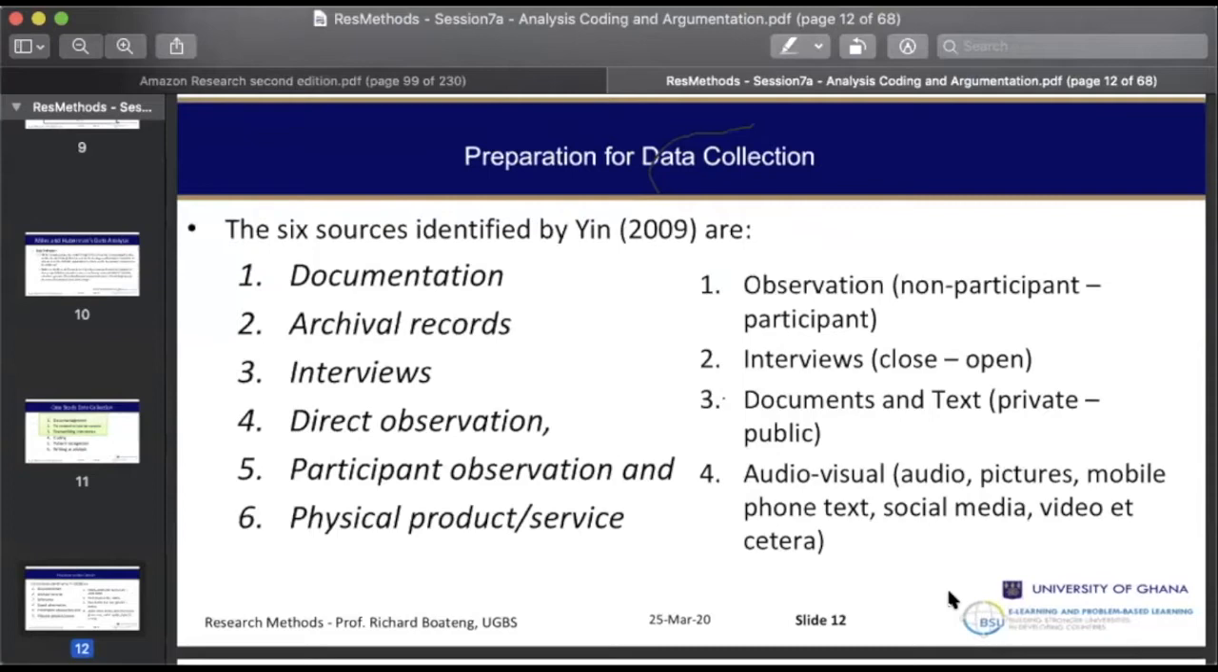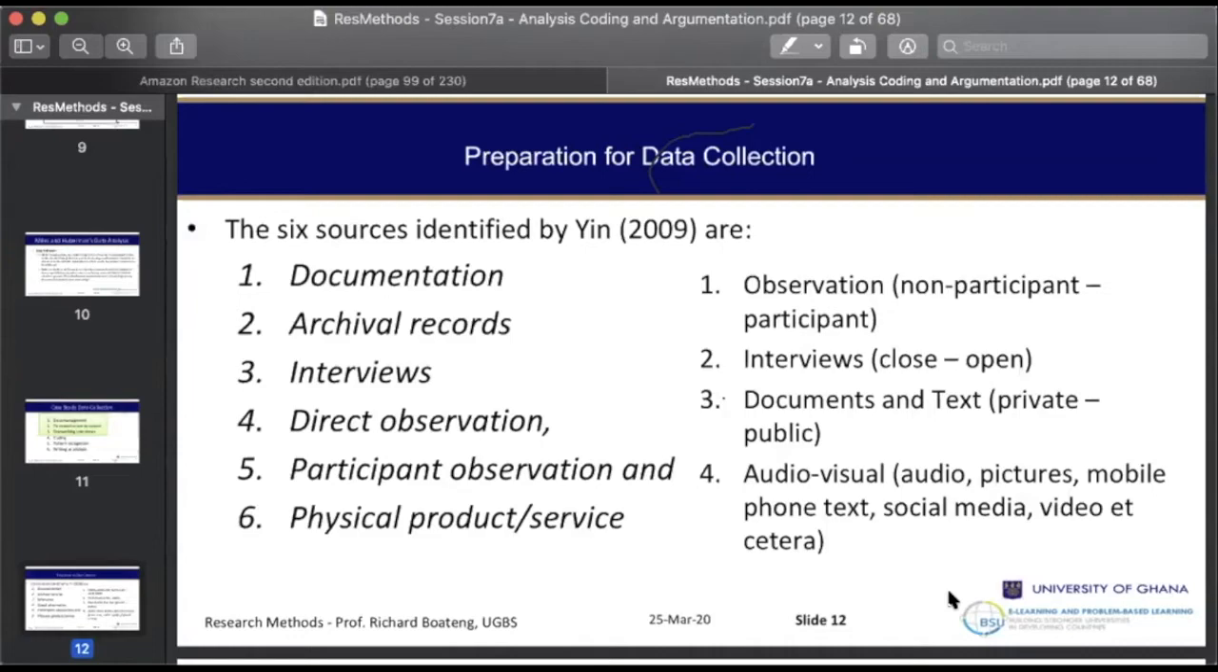We have documentation, archival records, interview, direct observation, participant observation. So all these two are about observation. And then artifact or product or service, physical examination, physical observation. So the observation can be with the respondent or can be with a phenomenon or an artifact you're actually seeing. Then you've got archival records, documentation, interview. So it's actually basically four. You've got documents and text, which can be private or public. You've got audiovisual materials. You've got interviews and you've got observation, whether you're observing physical items or you're observing behavior or you're observing a phenomenon, it's also observation. Okay.